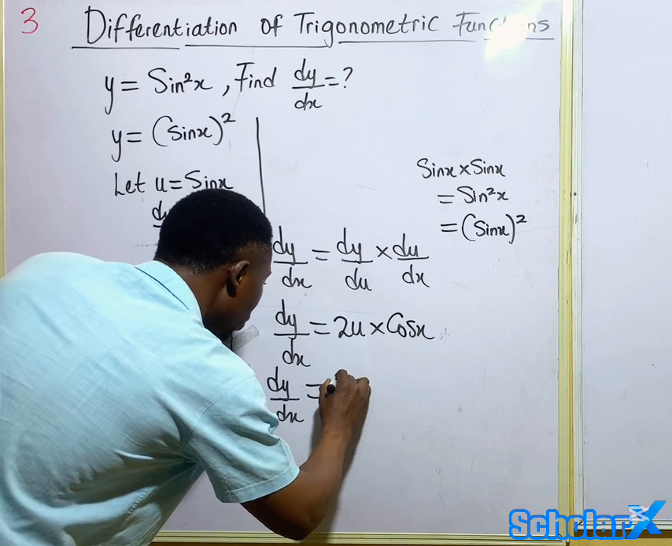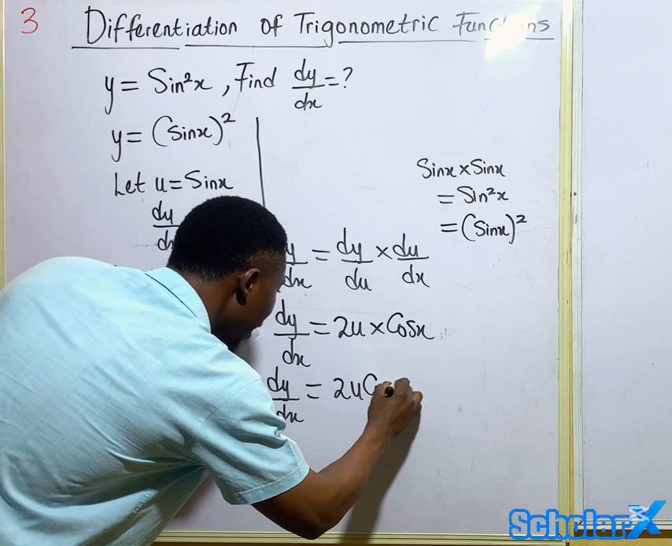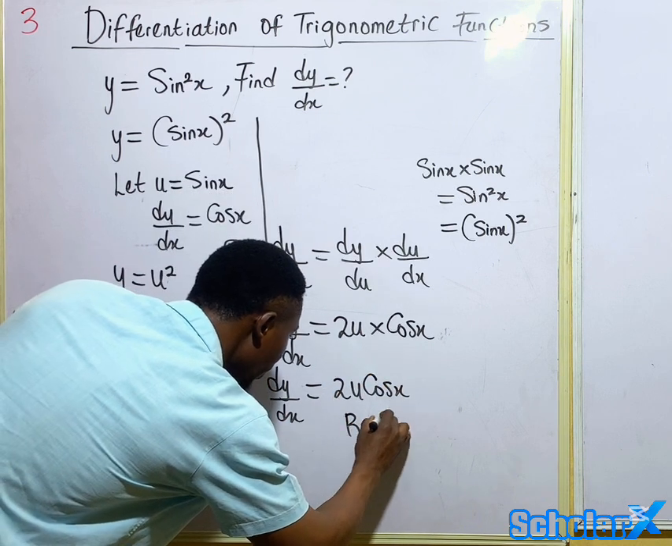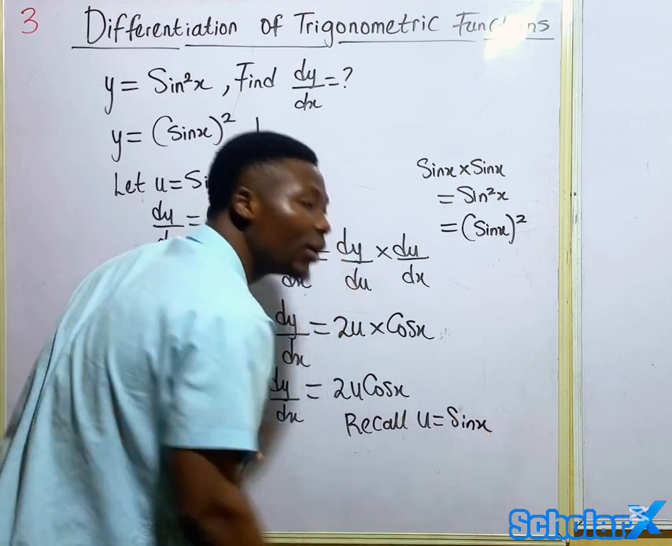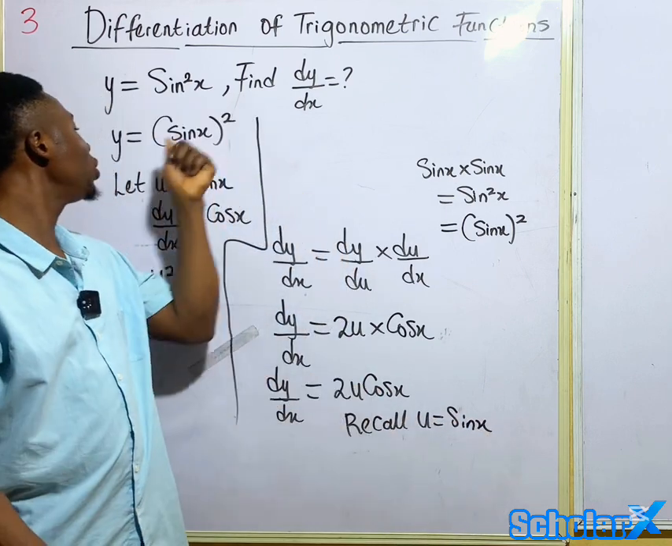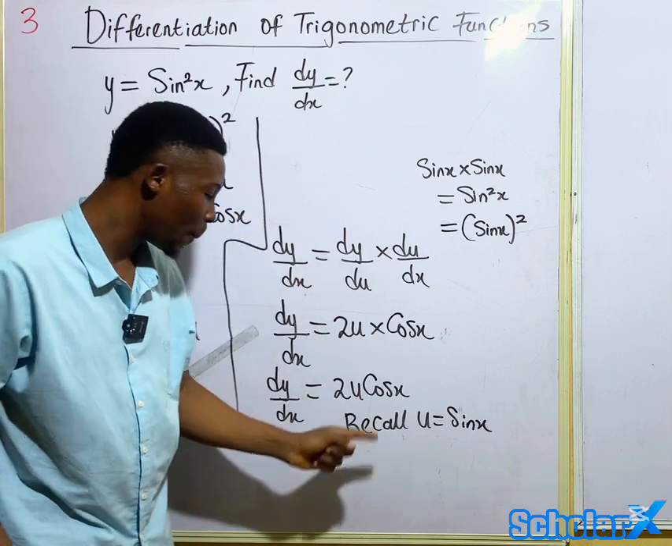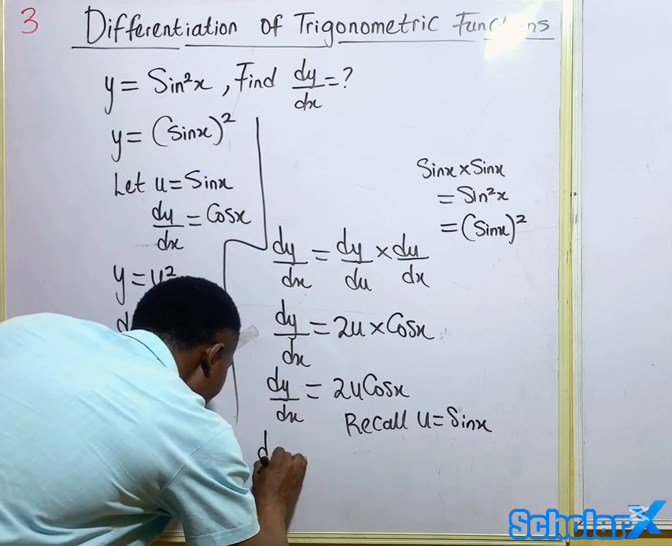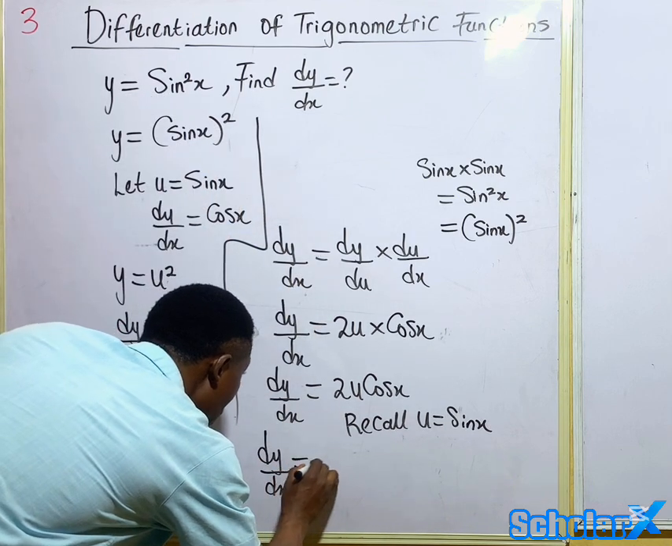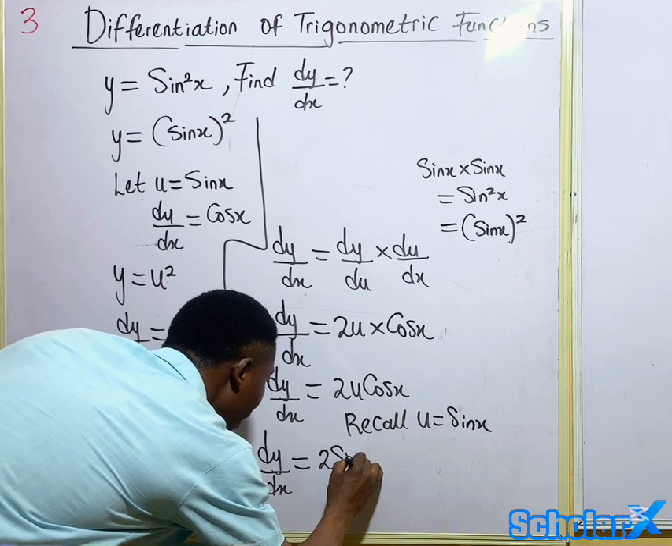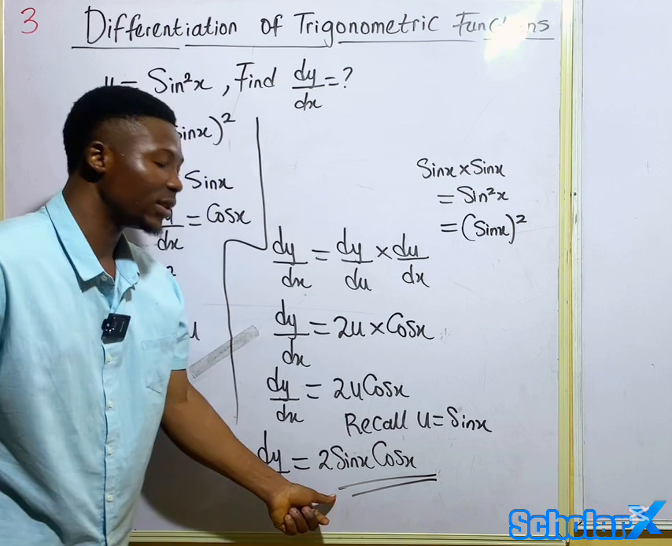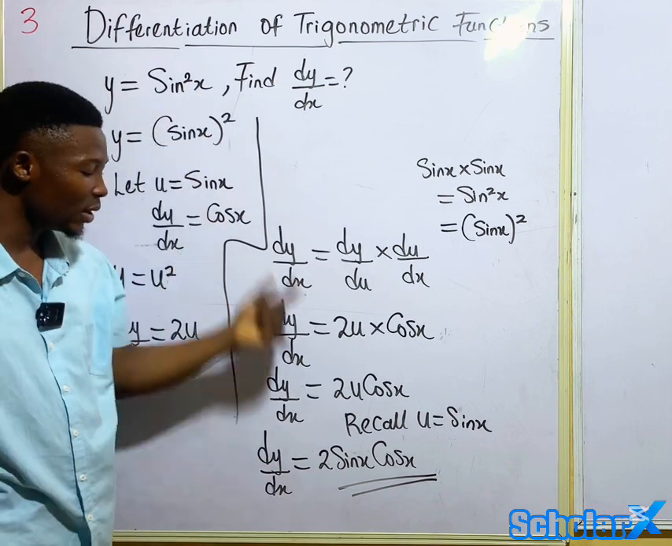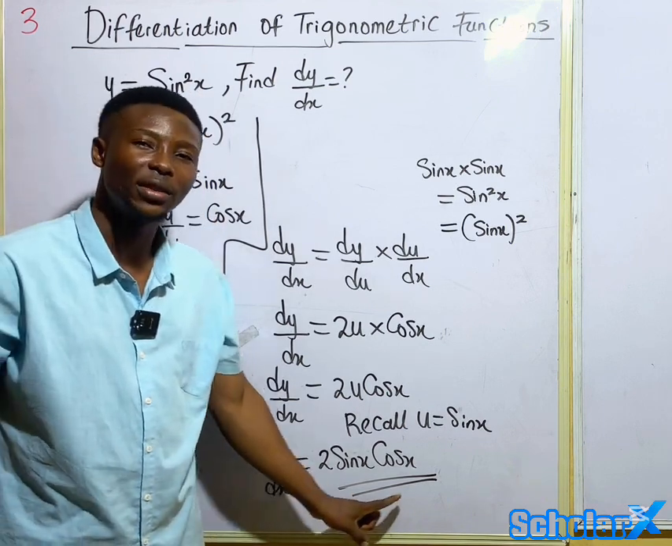This multiplied by this gives you 2u cos x. Now recall that u is equal to sine x. Recall that you said u should be equal to sine x from here. So it becomes that dy/dx finally is going to be equal to 2 sine x cos x. And that is going to be our answer. So if you differentiate sine squared x, you're going to have 2 sine x cos x.